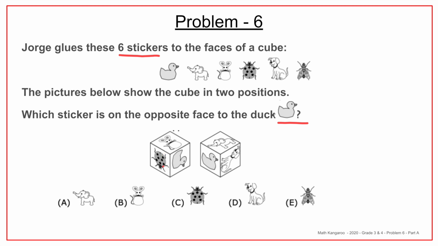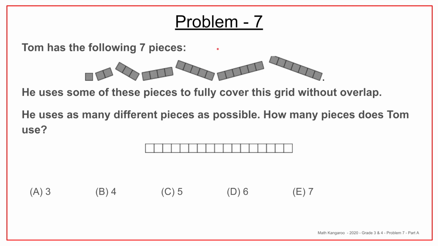So we see on this that we have a ladybug, cancel. We see a mice, we cancel. We see an elephant, we take out the elephant, and we see a dog. And we have to find the opposite to the duck, and what is left is the bug. So our answer is option E. Good job. Let's move on to the next problem.